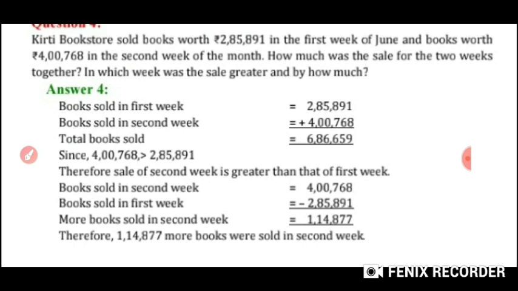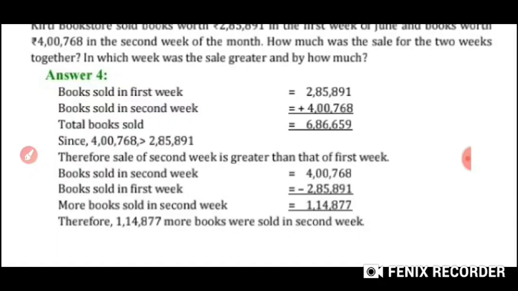Books sold in the first week: 2,85,891. Books sold in the second week: 4,768. For the total books sold in both the first and second week, we add them: 6,86,659.